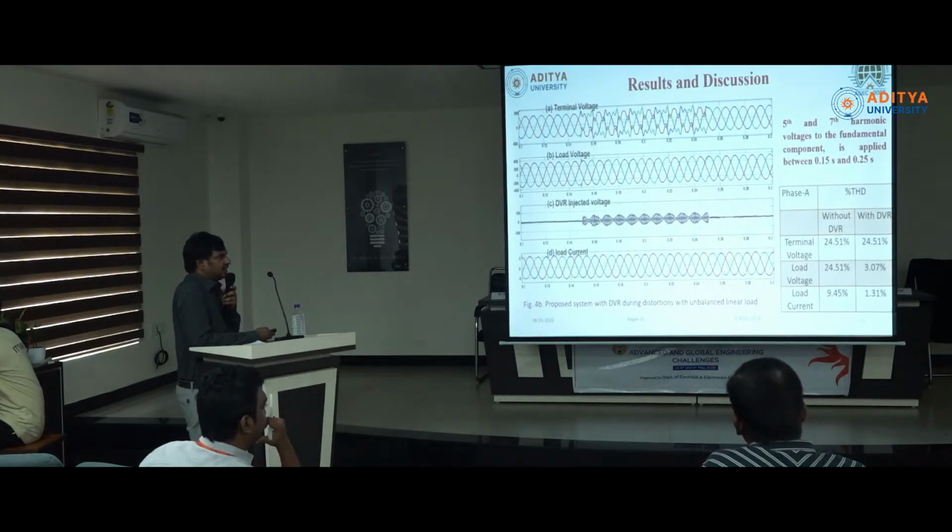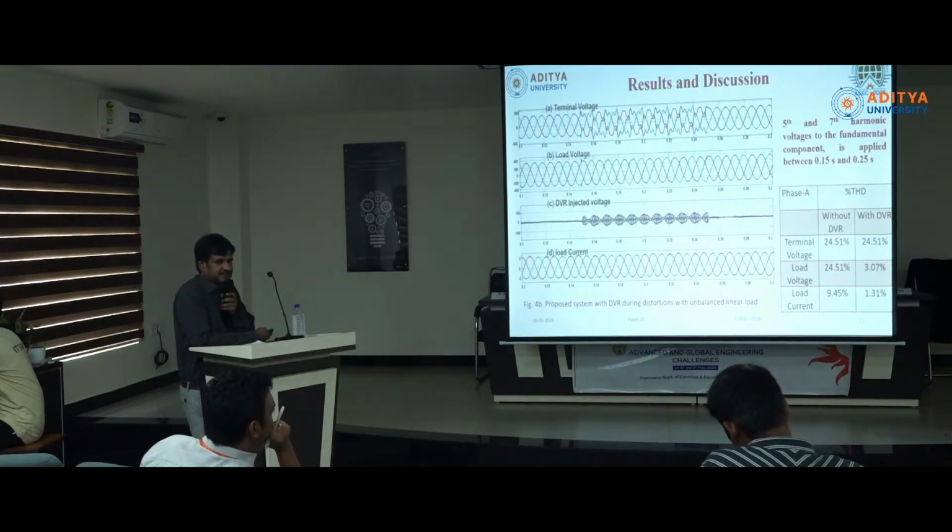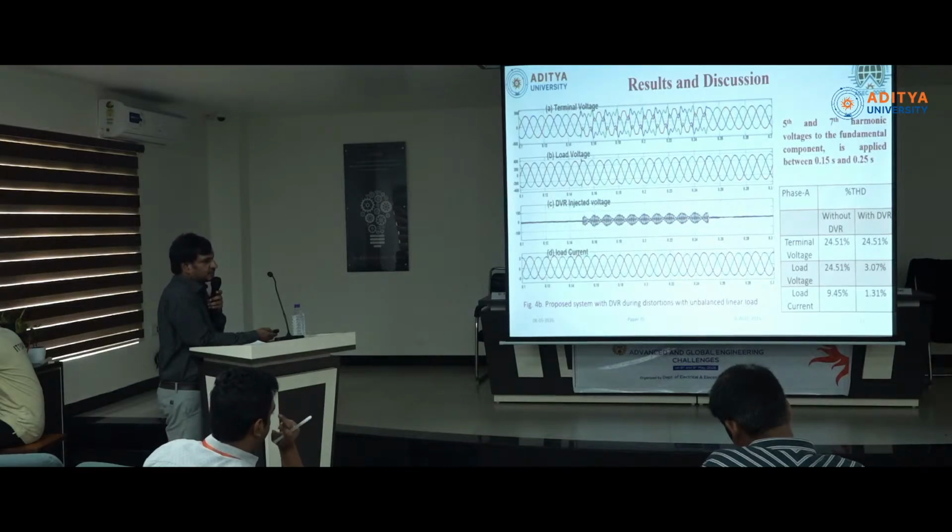To avoid this, we have the DVR injected with shunt compensation. It compensates, and finally you can see smooth voltage and current at the output. The THD is also reduced. The load current THD is 9.45%, reduced to 1.31%, as per the IEEE standard 214. So this is within the allowed tolerance.